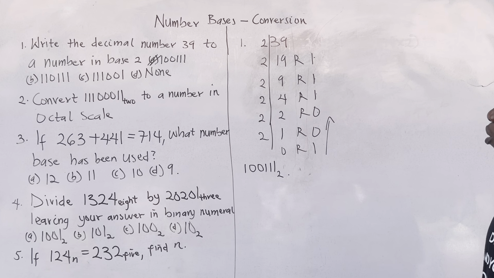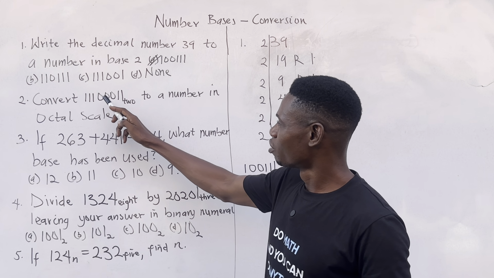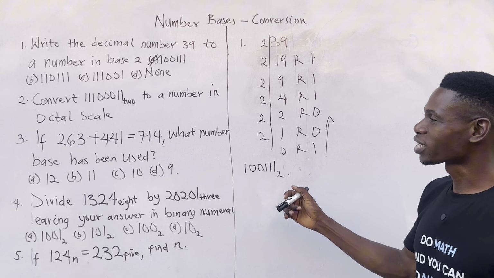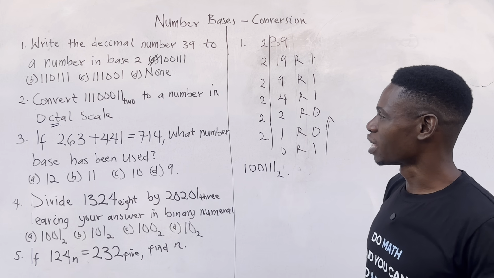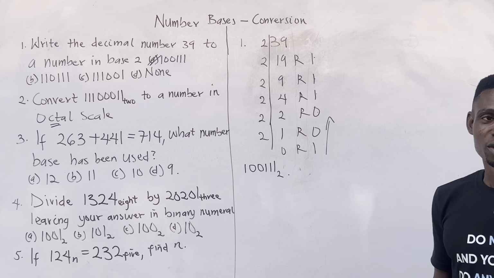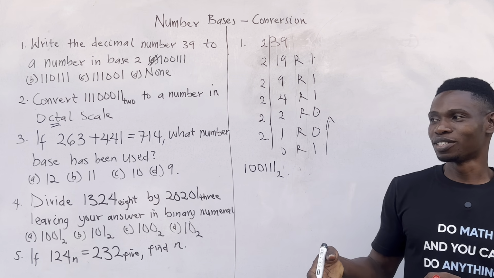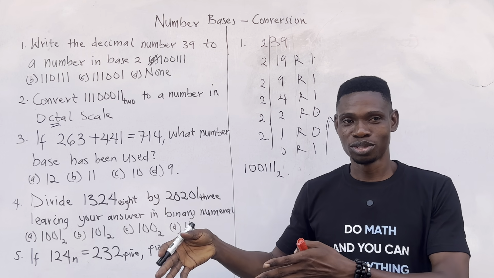Okay. So number 2 now says convert 1, 1, 1, 0, 0, 0, 1, 1 in base 2 to a number in octal scale. Now what does that tell you? So we're to convert from base 2 now to base 8. So the octal number is a number in base 8. So we're to convert from base 2 to base 8.